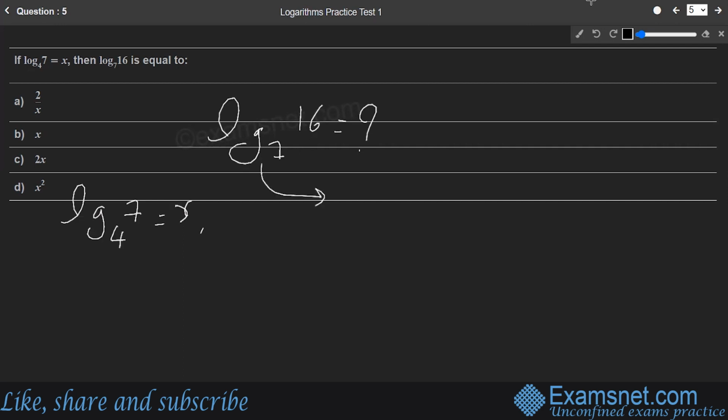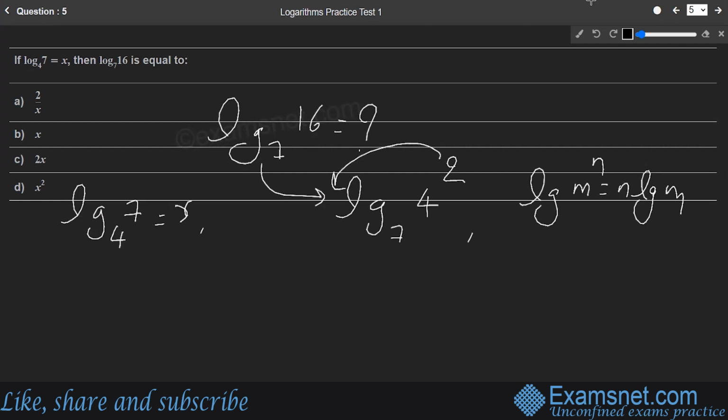Log base 7 of 16 can be written as log base 7 of 4 squared. If you do this, then we can use a property: log of m to the power n is always n log m. If you use this property, the 2 can come in front, and it becomes 2 log base 7 of 4.